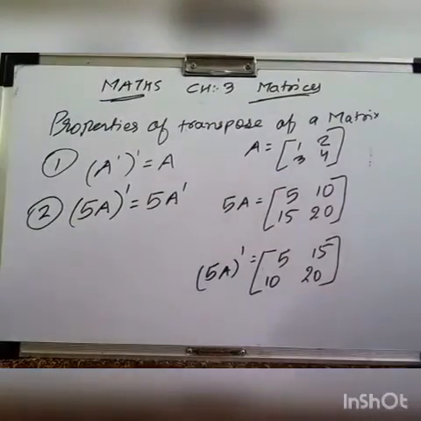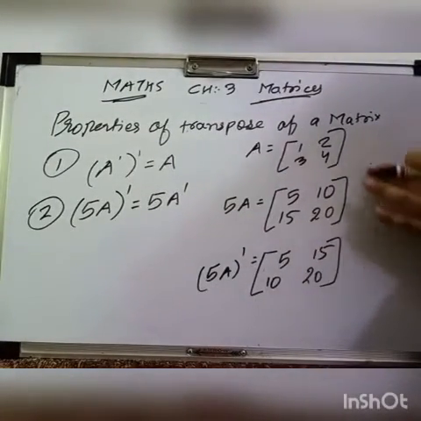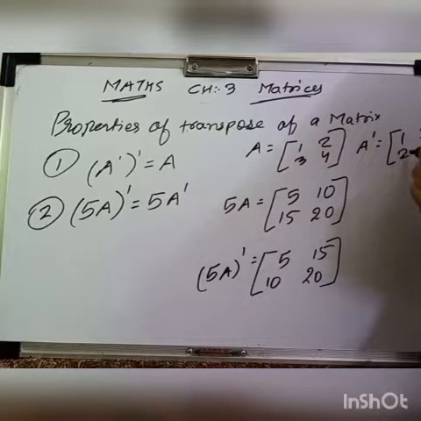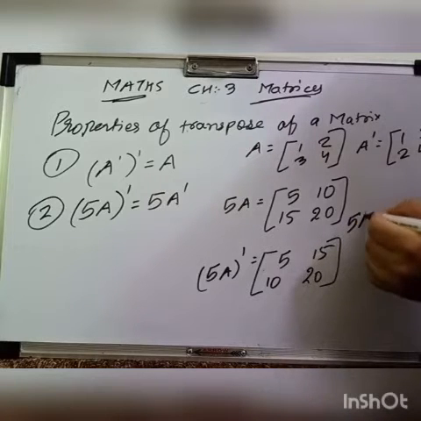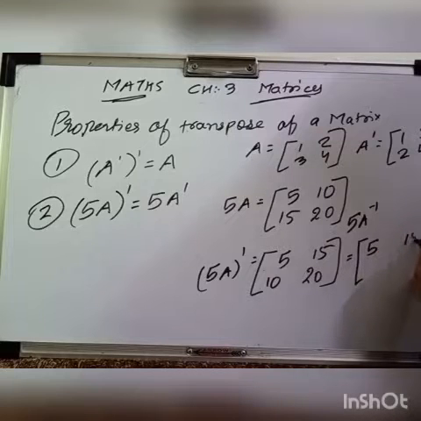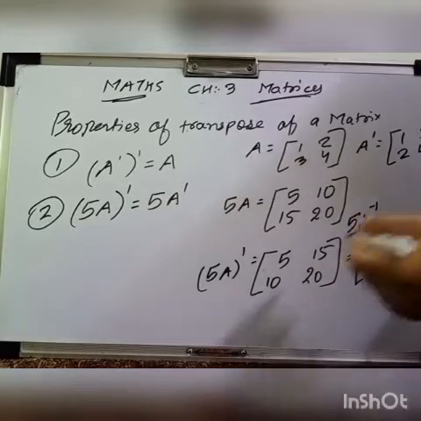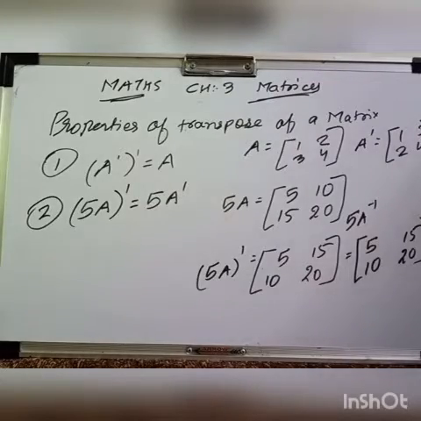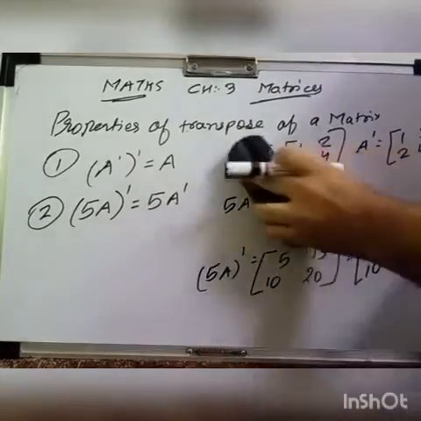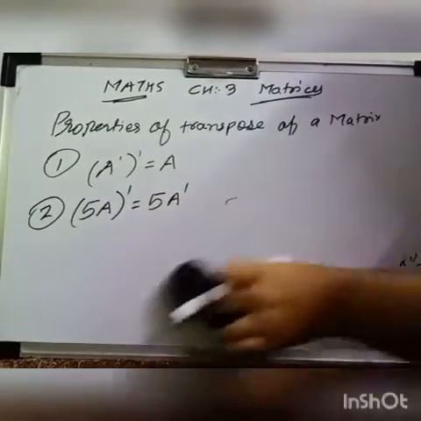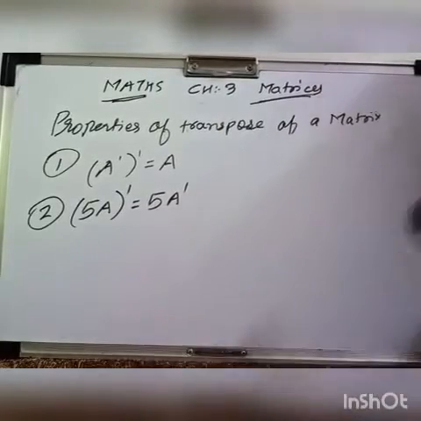Let's try to confirm this by multiplying 5 with A transpose. So my A transpose will be 1 3 2 4. So 5 into A transpose will give me 5 15 10 20. So you can see that the answer is coming the same. So my second property is a constant multiplied by matrix whole transpose is the same as constant multiplied by A transpose.